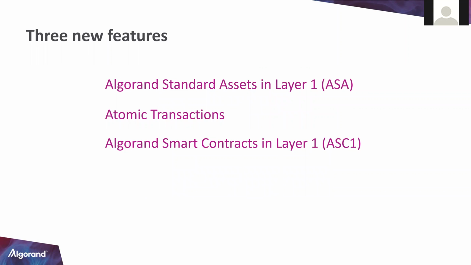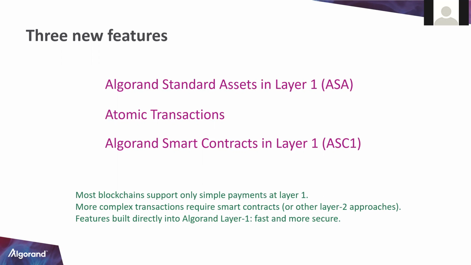So there are 3 main features in V2, which is already available now in the network. We allow anybody to issue your own assets in layer 1. We call it standard assets. And we support atomic transactions, which means that a group of transactions can be simultaneously cleared altogether. I'm going to say more in a minute. And then we support a form of Algorand smart contracts, also in layer 1 directly.